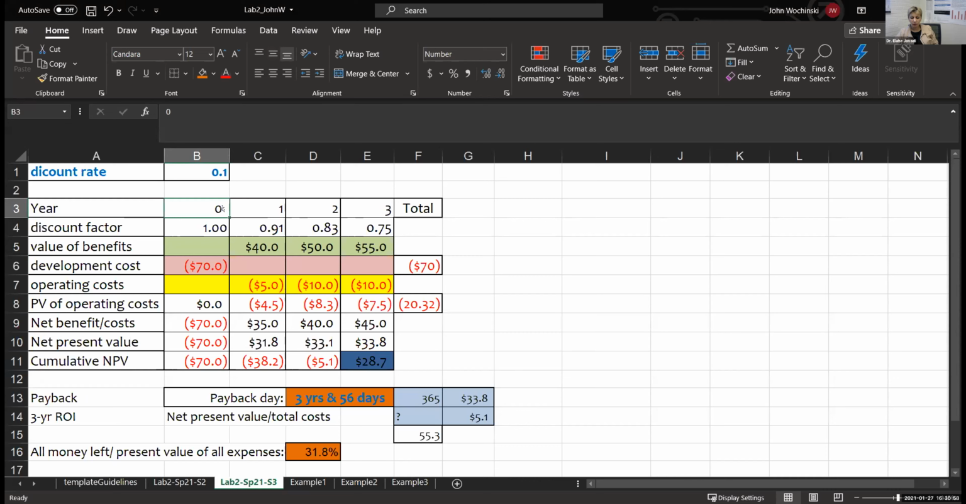Show me D4. D4. Can you not see it? No, just stay on the cell. Oh, okay. Are you staying? Am I seeing D4? Yeah, yeah. Yep. And D8, 9, 10, and 11.